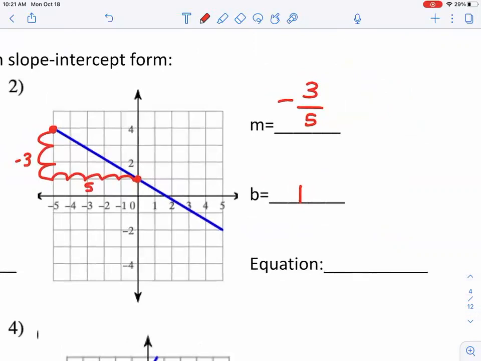All right, before I write the equation, does anybody have any questions how I got those two numbers? Because that's the hard part. Writing the equation is not so bad if you get those right numbers. Questions on that?